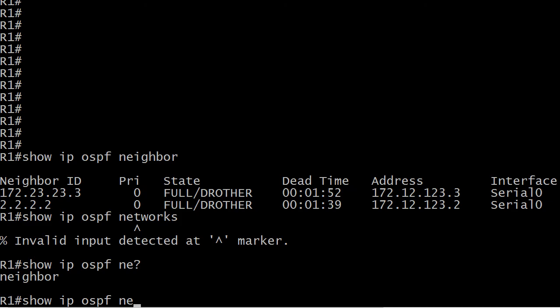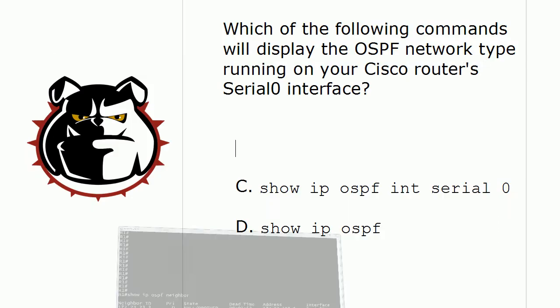Now let's try show ip ospf interface serial zero. Let me make sure that's the order I had it on the board.